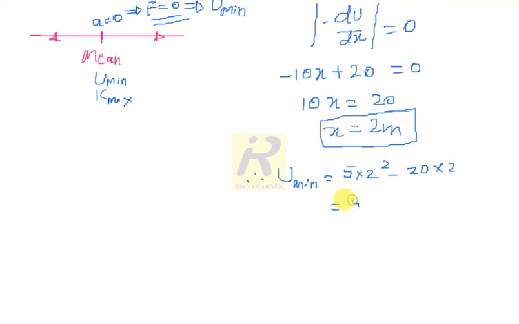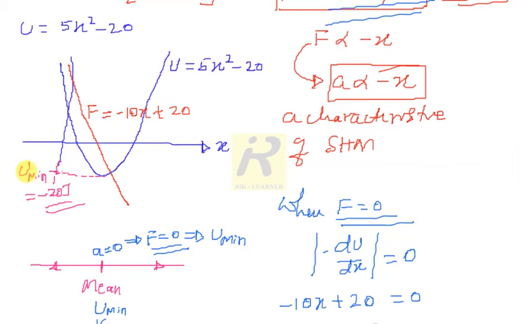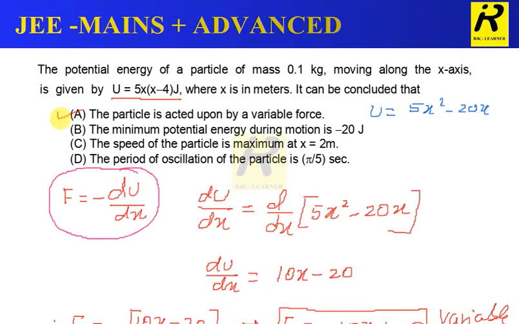So then it is 5 into 4 minus 20 into 2. In the next step it is 20 minus 40. So definitely this is minus 20 joules. Therefore the conclusion is that the minimum energy we got is minus 20 joules, and this is what we already marked, right? This is correct. That means what is given in option B is right: the minimum potential energy during the motion is minus 20 joules. We proved options A and B are correct.